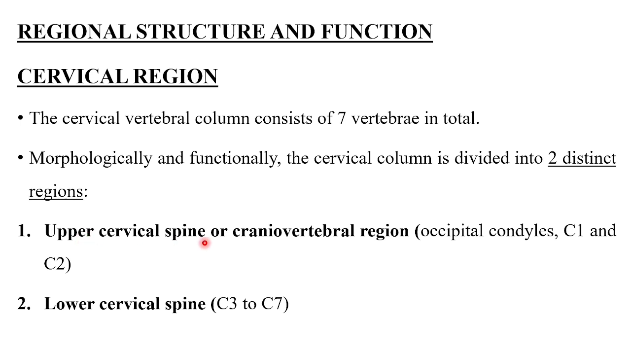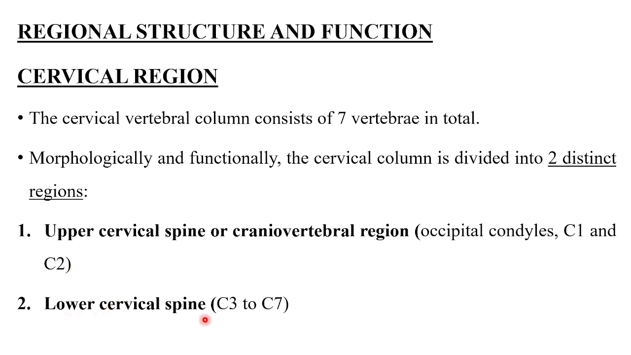They are the upper cervical spine, otherwise known as craniovertebral regions, and the lower cervical spine. The upper cervical spine or craniovertebral region consists of your occipital condyles, C1 that is your atlas, and C2 that is your axis.